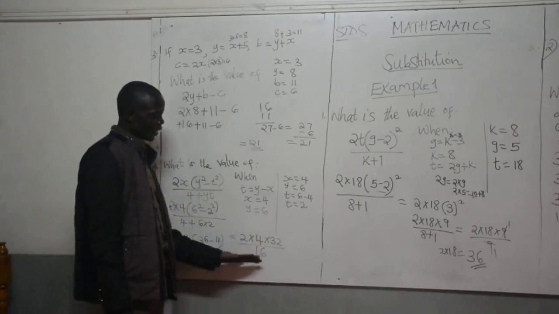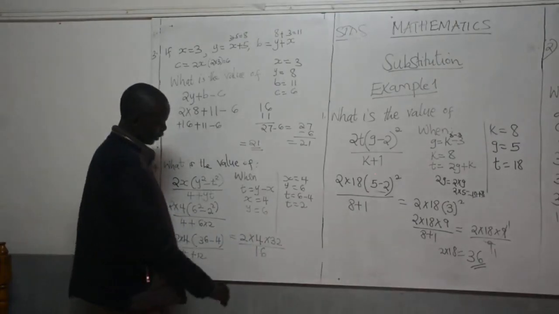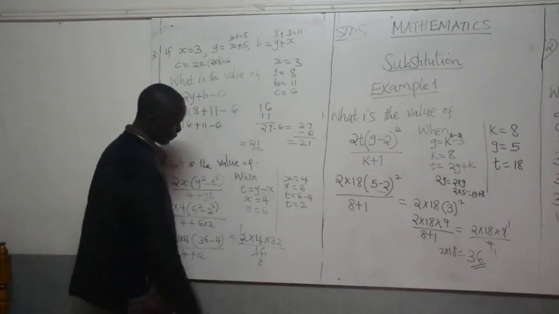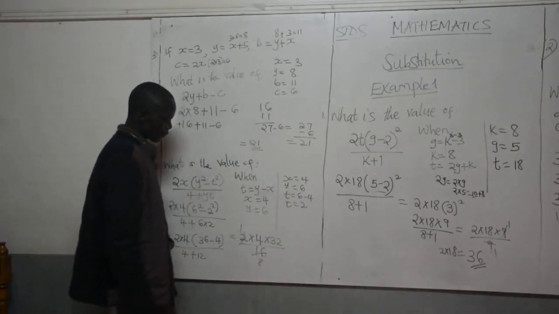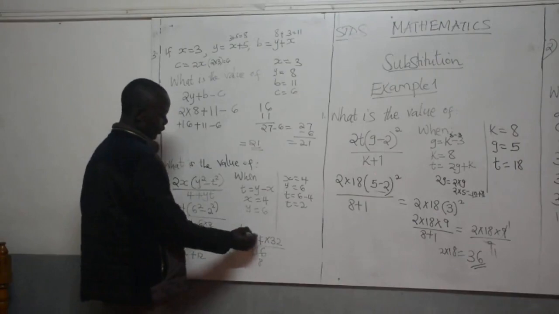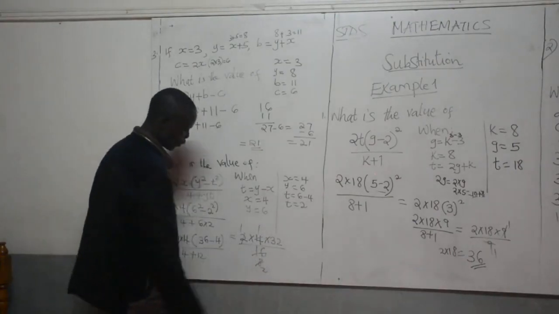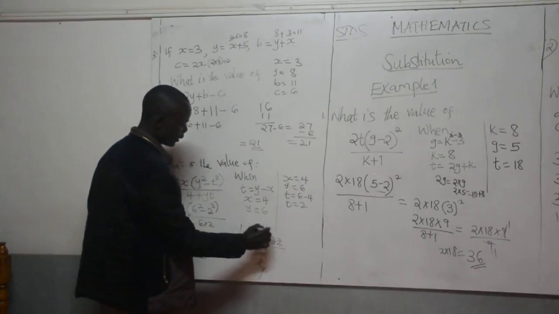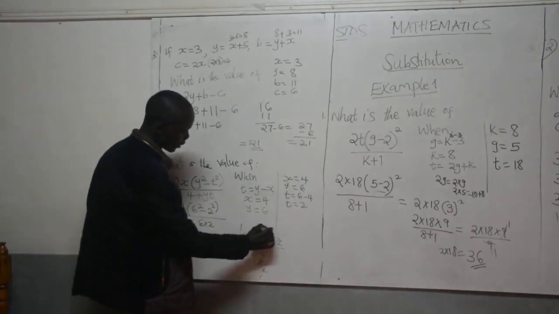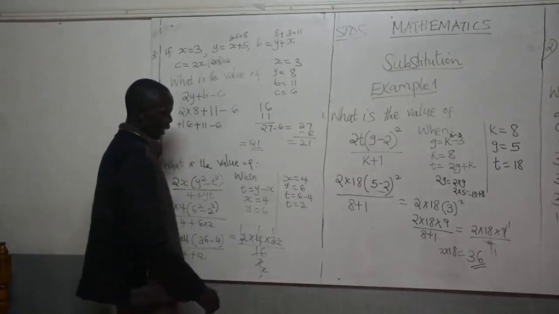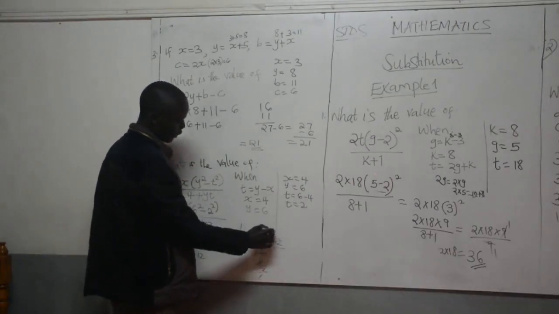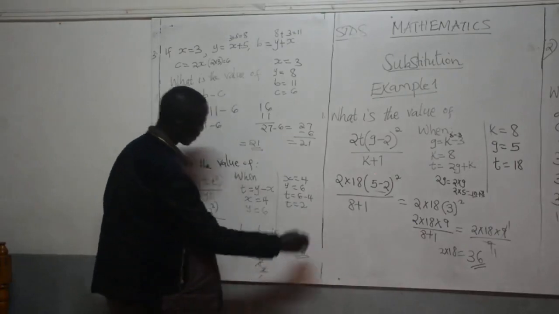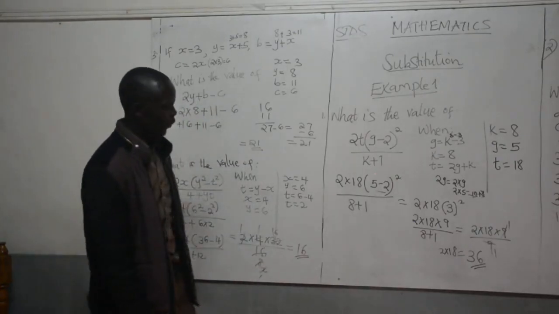Because this is just multiplication, you can now simplify from here. You can say 2 goes into 2, 1, 2 goes into 16, 8. Now 4 goes into 4, 1, 4 goes into 8, 2. Then 2 into 2, 1, 2 into 32, 16. So this gives us 16 as the correct answer.